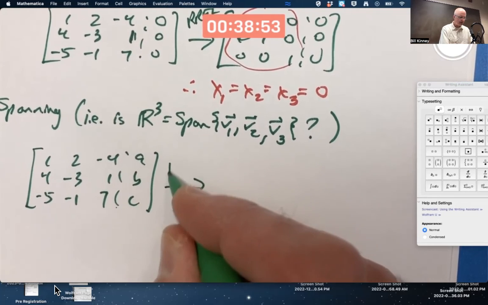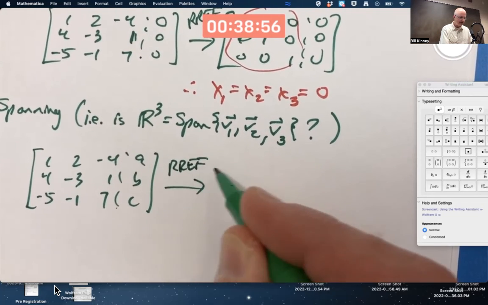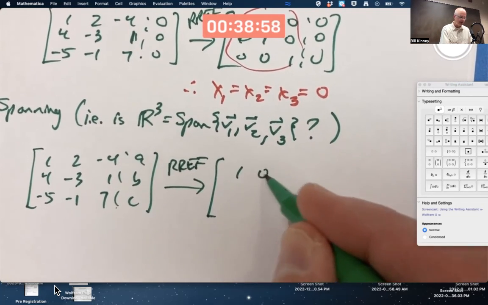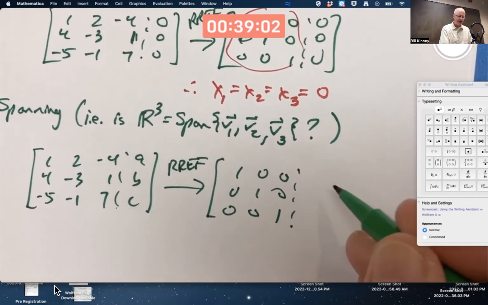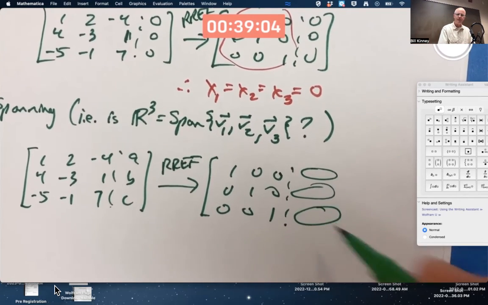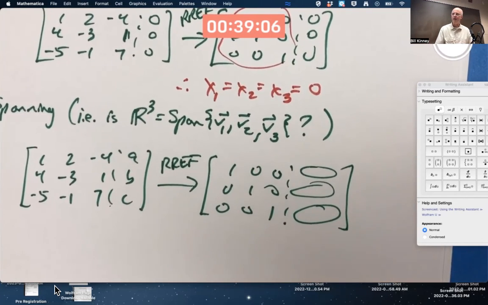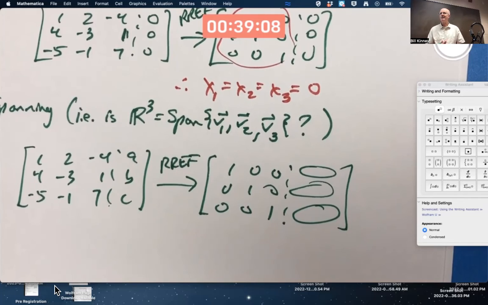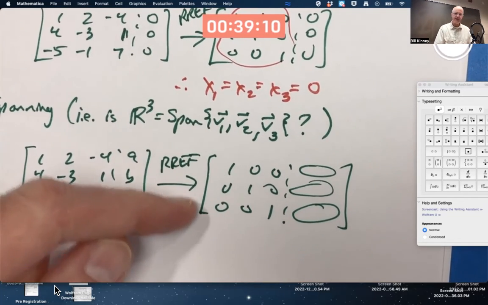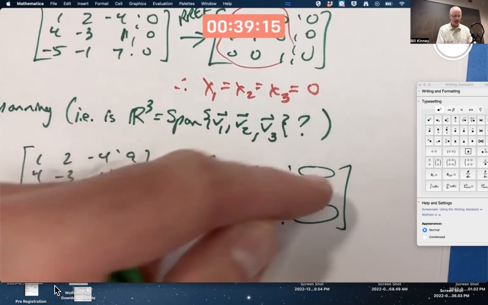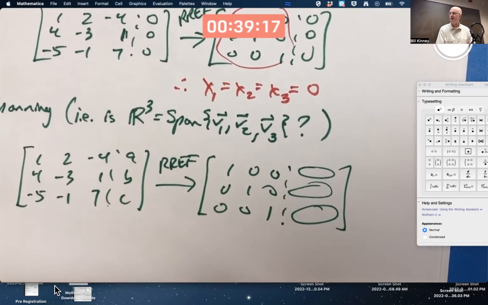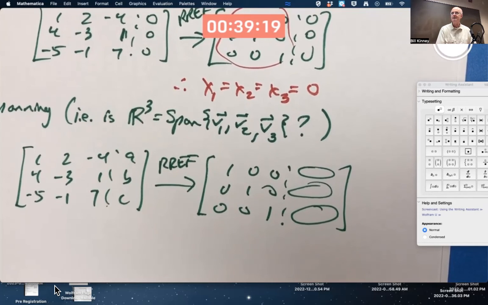But what's going to happen when you do your REF in this situation is the first part will be the identity matrix. And you'll get some possibly complicated stuff over there involving A, B, and C. But because you got a pivot in every row, you will be able to solve for X1, X2, and X3. X1 will be something, X2 will be something, X3 will be something involving A, B, and C in each case. The system is consistent, it's solvable.